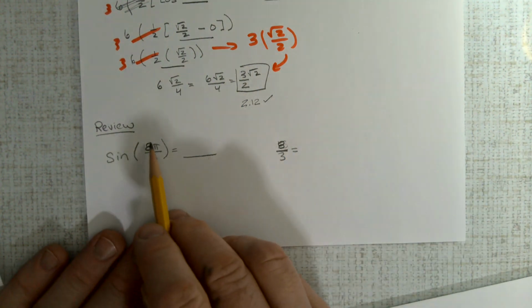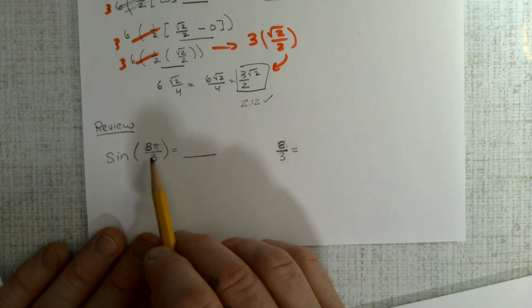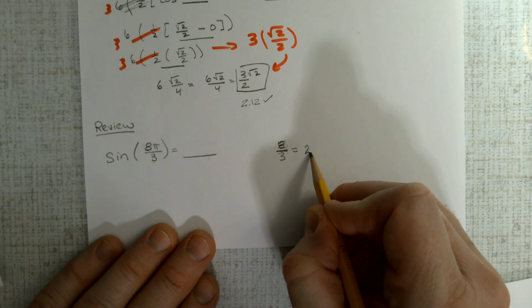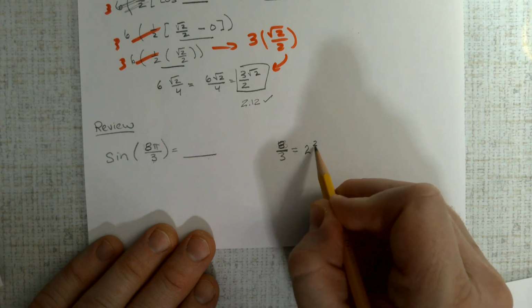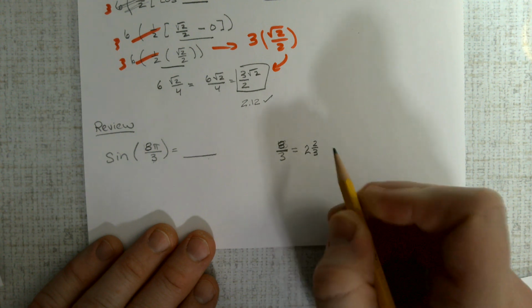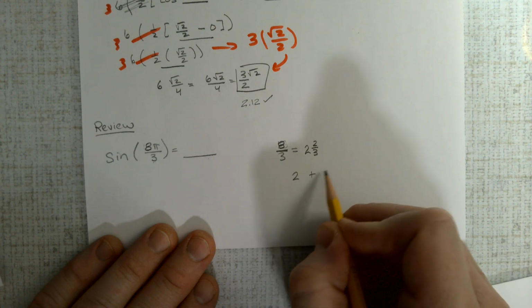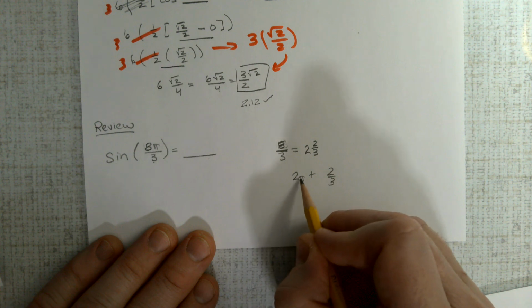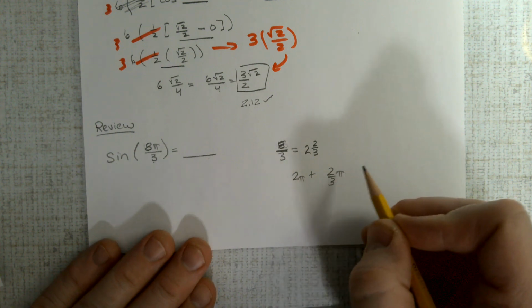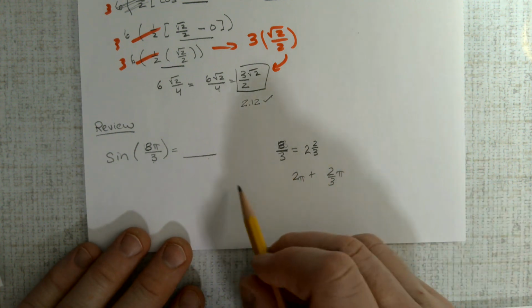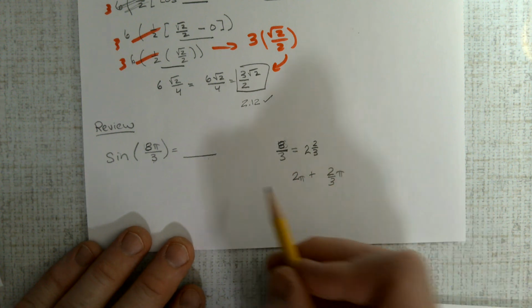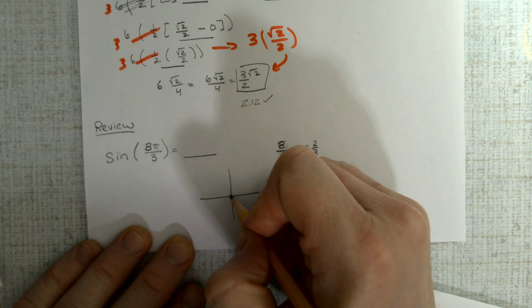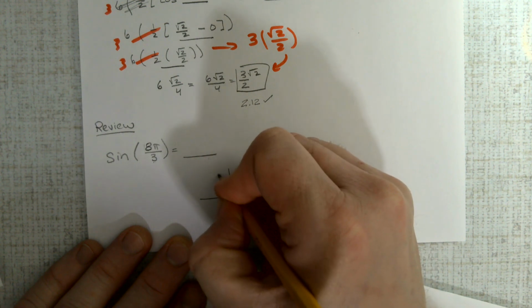Alright, 8 thirds, still not on the unit circle, right? Yeah, it is because it's divided by 3. 8 thirds is really 2 and 2 thirds. It's really 2 plus 2 thirds. And if I put the pi in there, it's really 2 pi plus 2 pi thirds. Alright, so what is this here? Well, if I go to this one, which is 2 thirds pi, that's that angle way up there, right?